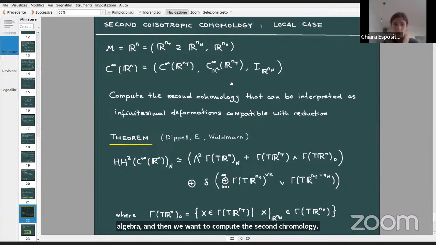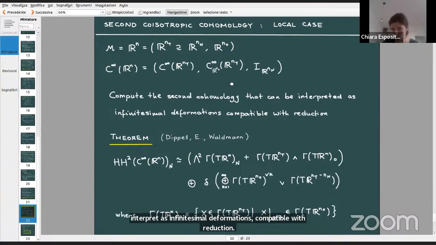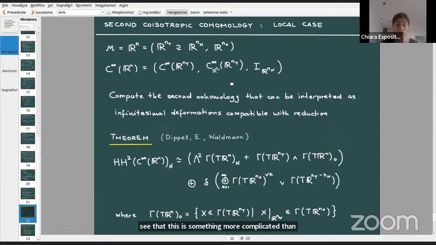This will be very important because the normal component will be interpreted as infinitesimal deformations compatible with reduction. But when you go to compute this object, you can see that it is more complicated than expected. This somehow comes out of the fact that I am not just putting these Hochschild cohomologies in triples. Why do I say that this is a bit more complicated than expected? Let's analyze roughly what we got.